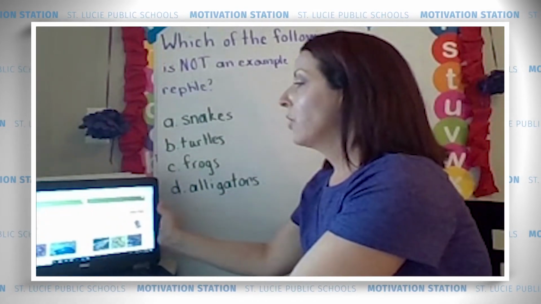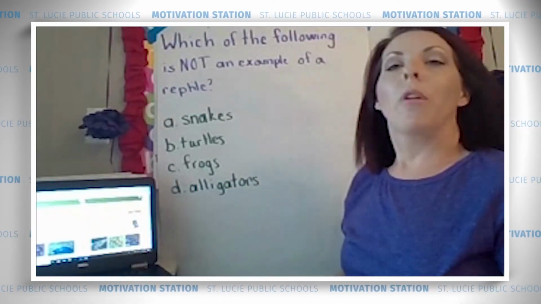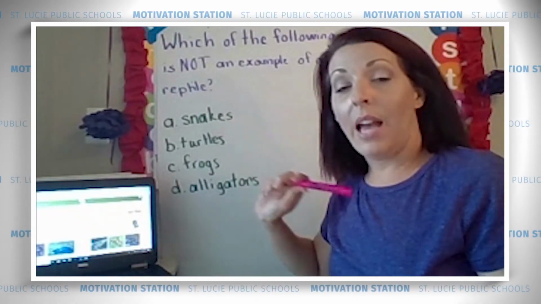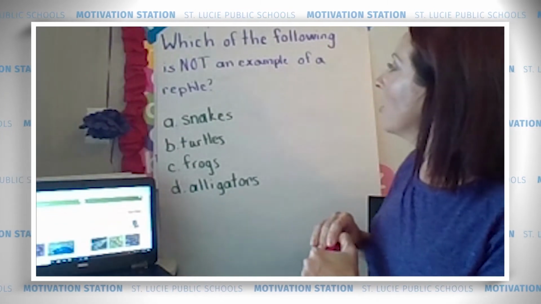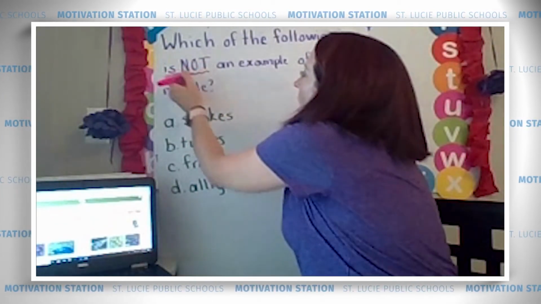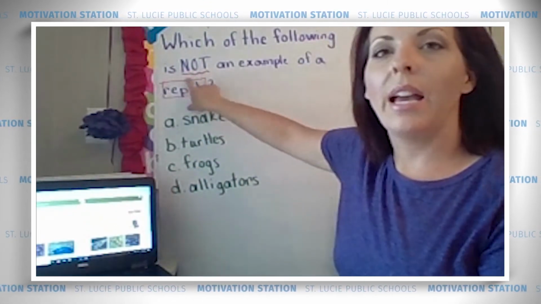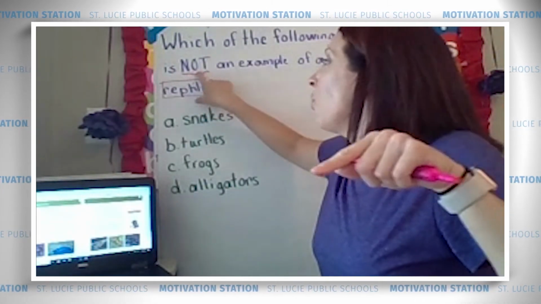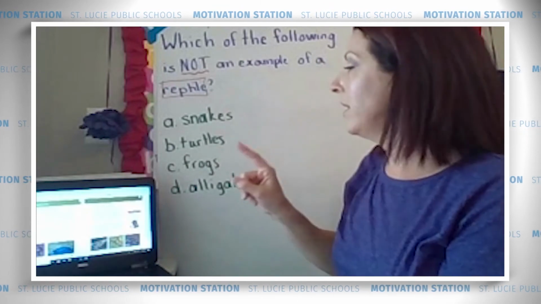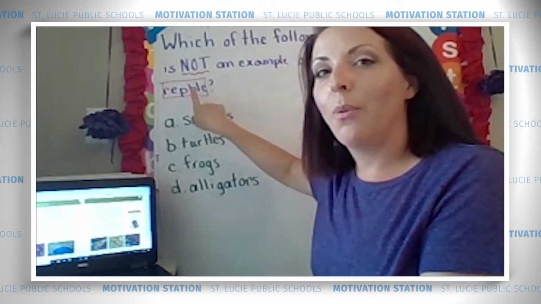Now, remember, with our RELAX strategy, we're not going to just guess or just go straight to the answer, even if we think we know it. We want to make sure we examine the question, what it is asking, and we need to know where we're going back into the text to help us answer this. So first of all, let's examine the question. Which of the following is not an example of a reptile? So if you notice, I underlined not because I want to make sure that I'm looking for the opposite. Like, I want to know what's not an example of what type? A reptile. So I'm looking for something that is not a reptile.